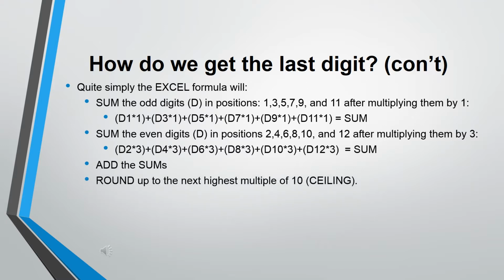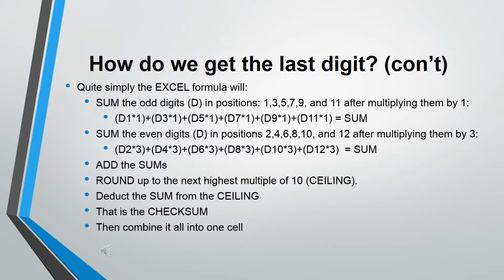You'll then round up to the next highest multiple of 10, and that's the ceiling command. Deduct the sum from the ceiling. That is the checksum. Later in video 4, we will then combine them into one cell for export to a barcode printer.